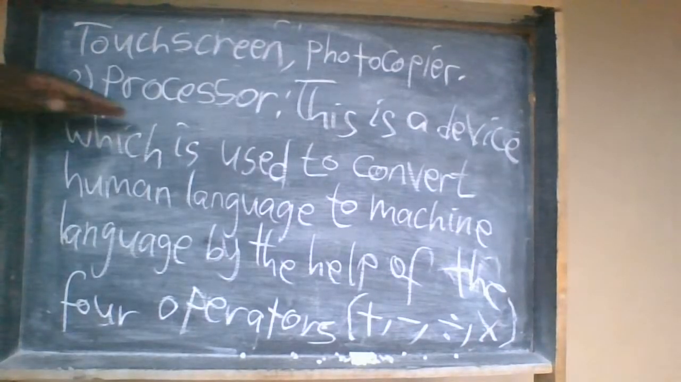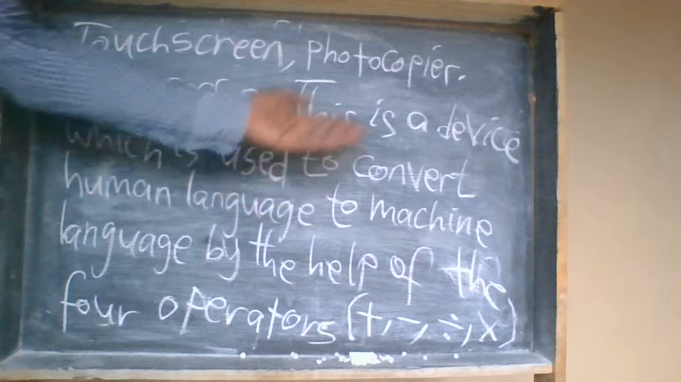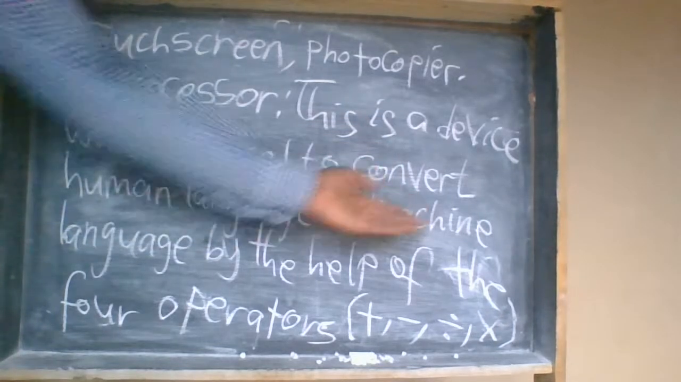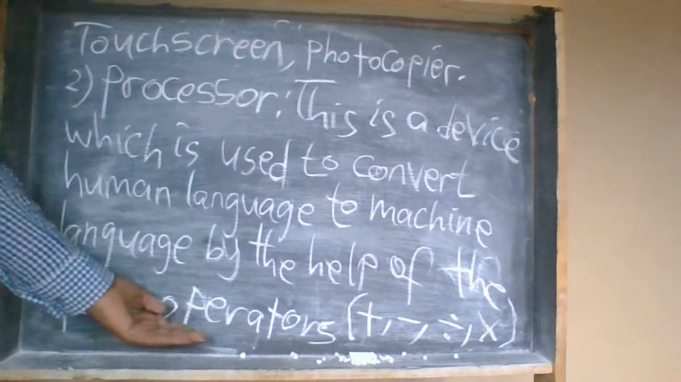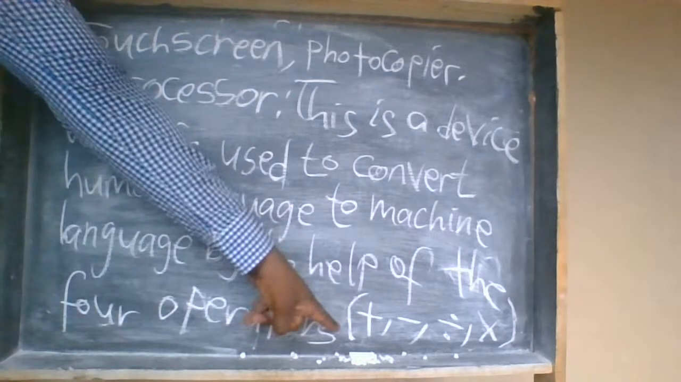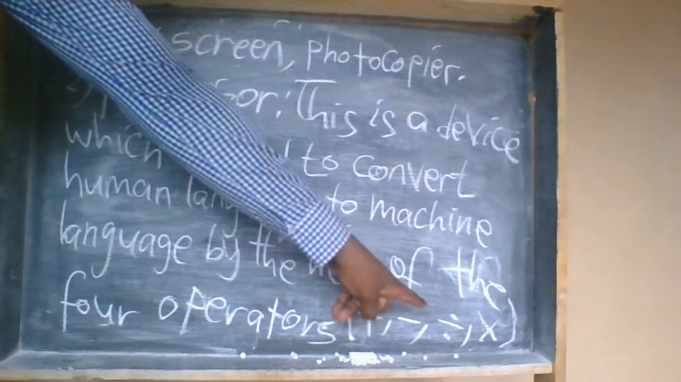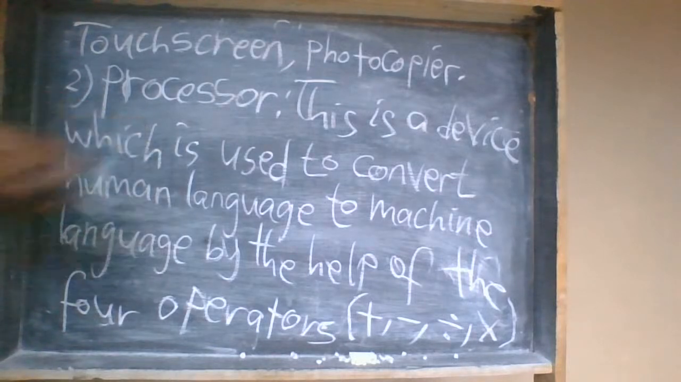Okay, so we are saying that the processor is a device which is used to convert human language to machine language by the help of the four operators, and those operators we're talking about are plus, minus, division, and also multiplication.